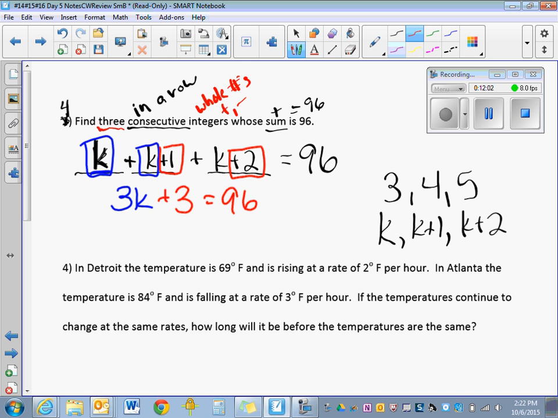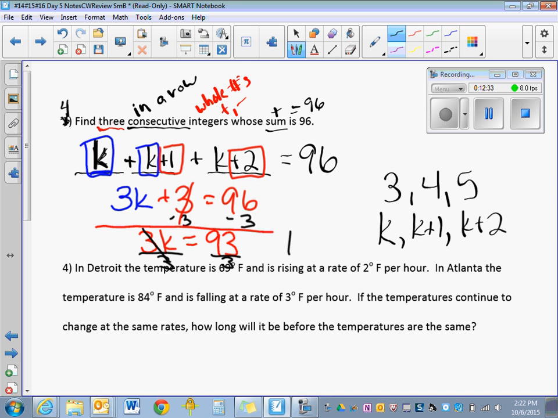Alright, we've been doing solving for pretty much this entire unit. So we're just solving here, we had to first set up our equation. Minus 3. Subtract 3, very good. So 3k, those cancel out. 96 minus 3? 93. What do we do? Divide by 3, good. And 3 divided by 3 is 1.